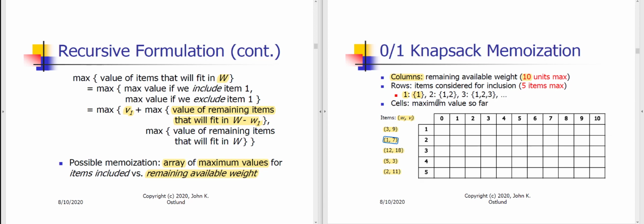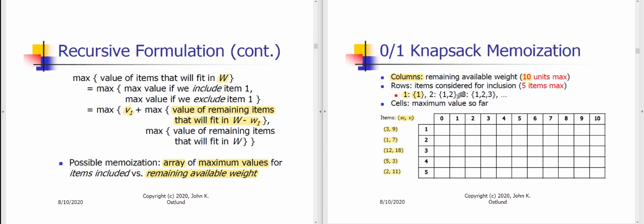So in row 2, we're considering what the maximum value is that we can obtain by using items from the set including 1 and 2. All right, so the subsets might be the empty set, or the set just containing item 1, or the set containing just item 2, or the set containing items 1 and 2. It sounds like we're having this exponential explosion happening, but it turns out that we avoid that by being clever in filling out this table.